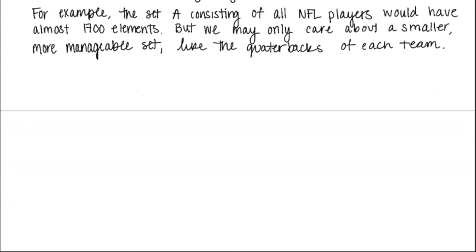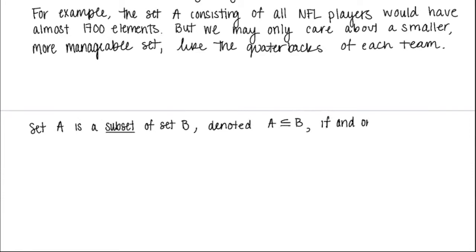So ultimately, we say set A is a subset of set B, which is denoted by A first, B second. We use this C with a bar underneath it. So we say set A is a subset of set B if and only if all the elements of A are also elements of B.